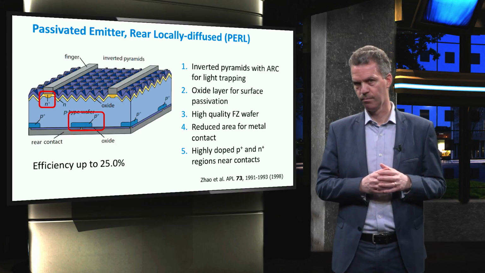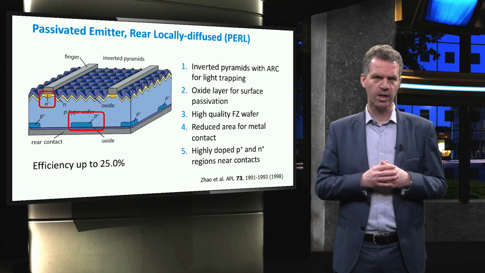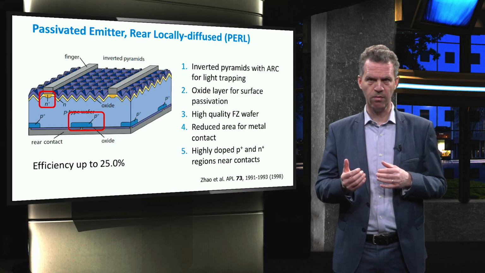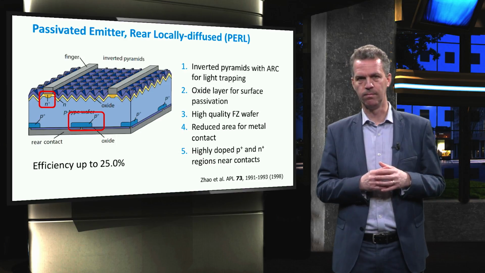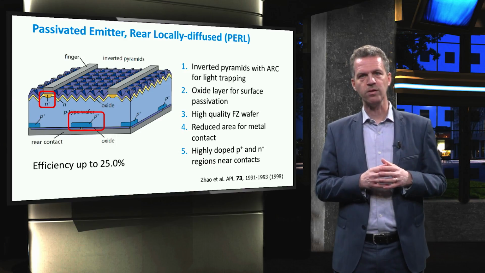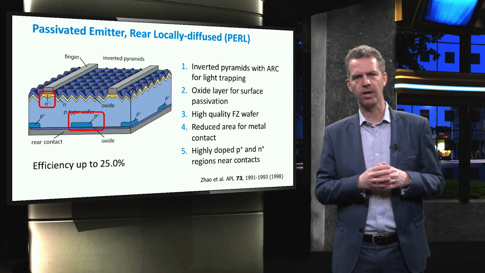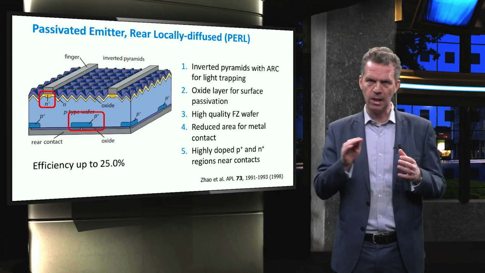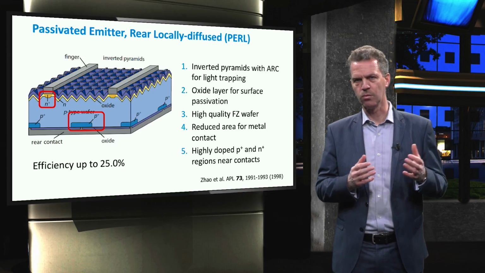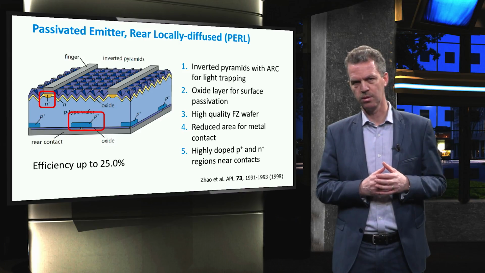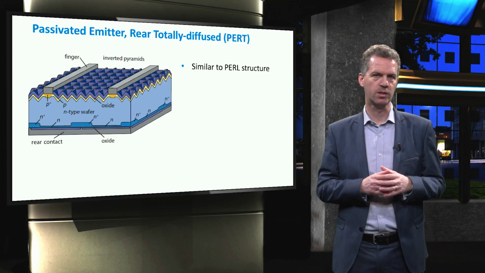The PEARL concept, however, includes some complex processing like photolithography that are therefore hard to scale up and are expensive. It also suffers from current crowding effects since there is only local diffusion at the back contact. Holes will need to travel laterally towards the doped regions in order to be collected, which increases the cell's series resistance. PERT technology focuses on this specific issue.